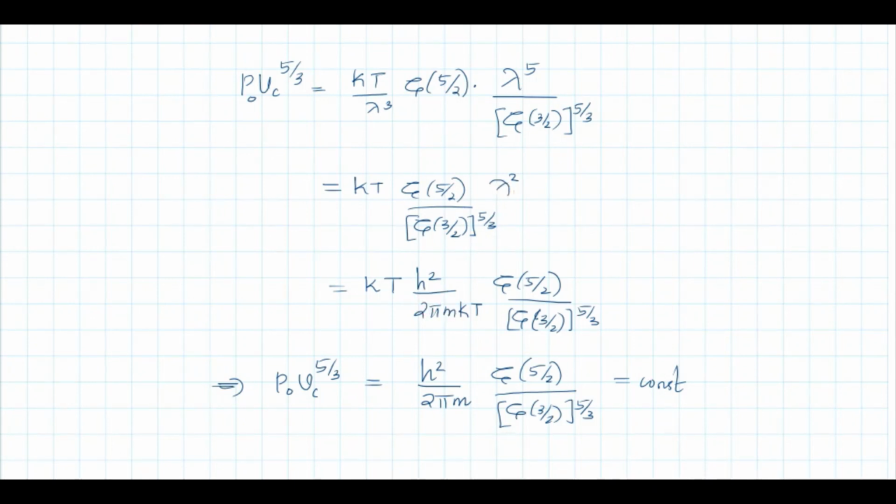So this will be a constant value. If you calculate P0 into Vc raised to 5 by 3, that becomes a constant. There is no T dependence, there is no N dependence. All these quantities are constant. That means P0 Vc raised to 5 by 3 is a constant. At T equal to Tc, we have the critical volume and this pressure. So P0 into Vc raised to 5 by 3 will be a constant.